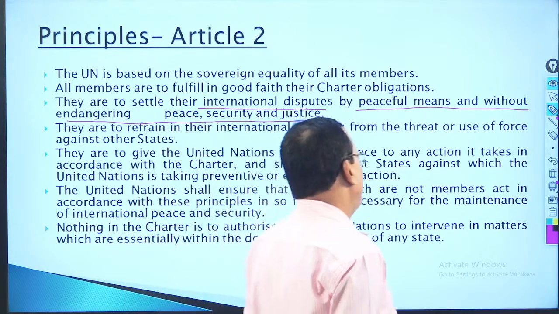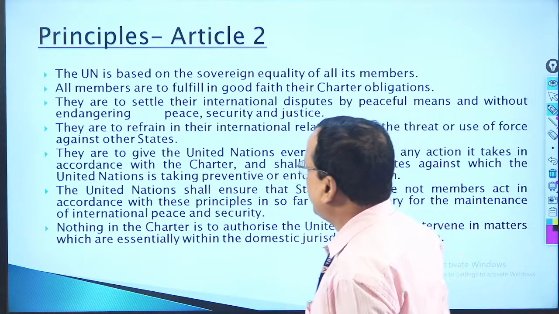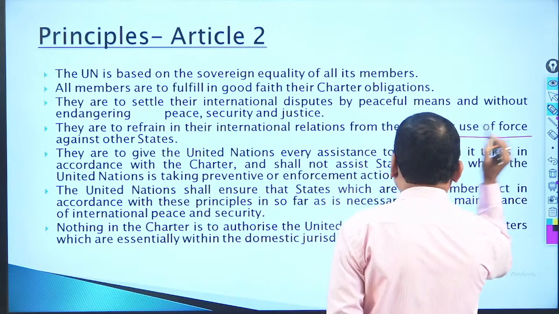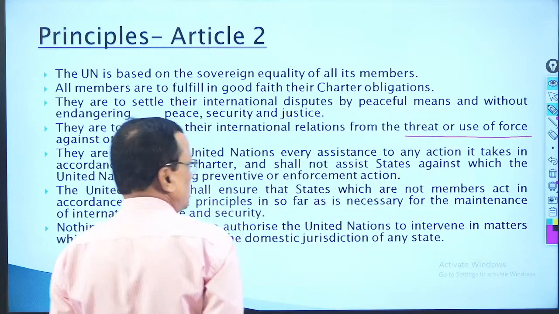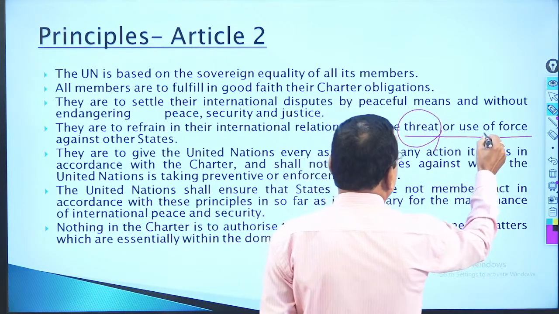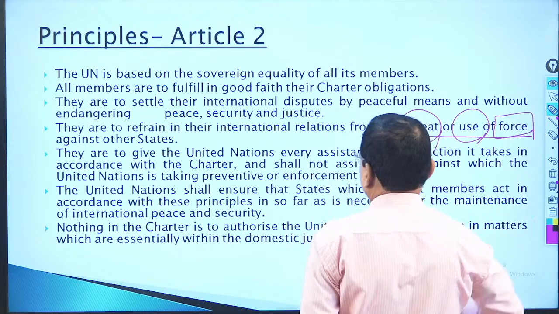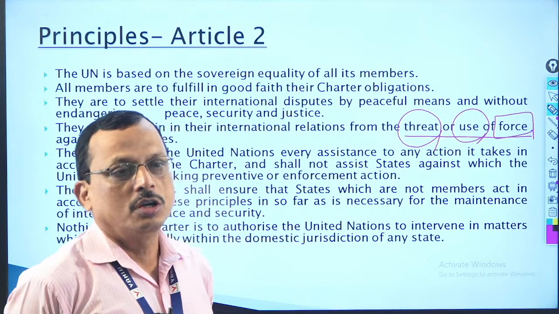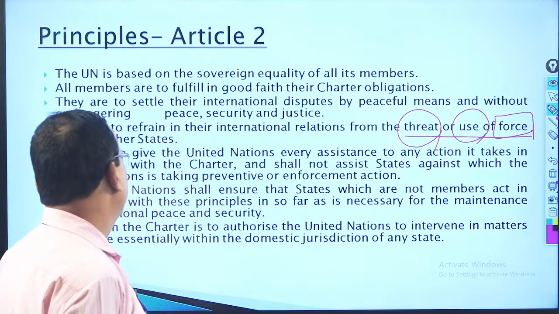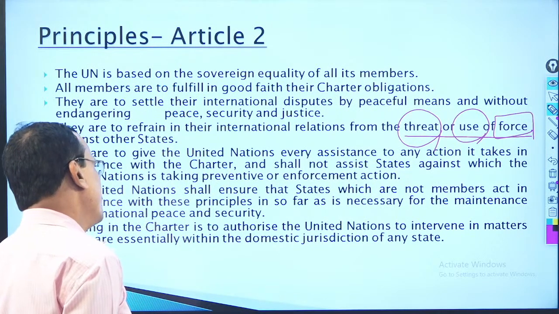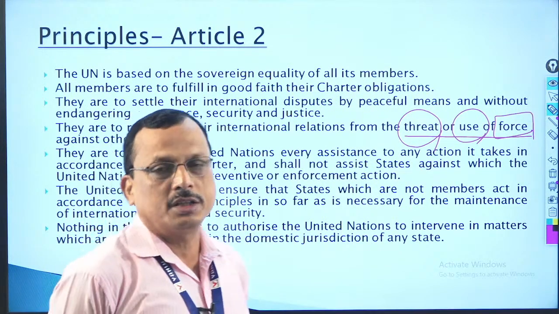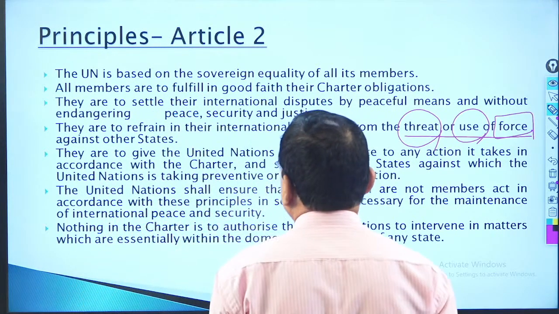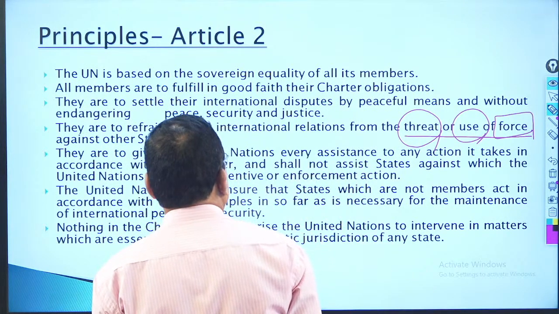Fine. Then the next principle of the organization was to refrain in their international relations from the threat or use of force against other states. Two things here. Neither should they threaten nor should they use force. Because things have to be settled peacefully. So neither the threat nor use of force will be the recourse of a country in its relations with other countries. If one is a militarily powerful country, it may threaten or use force, but that is to be discouraged.